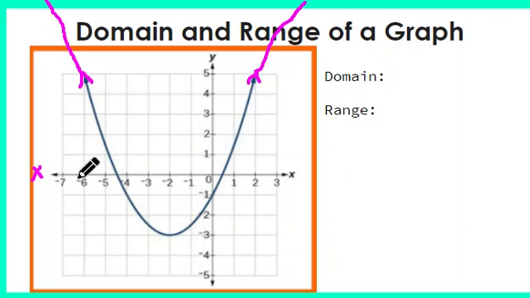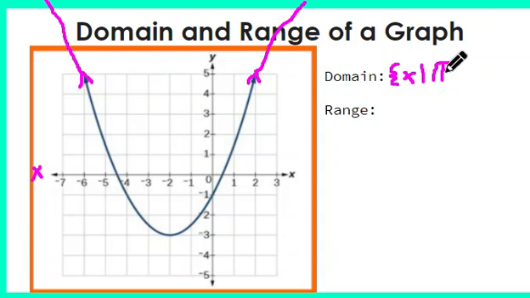So my x value could literally be any number, because if I go over here to like negative 100, it would still show up here on the graph somewhere. Same if I went to like 10, like way over here, I go up, it would hit the graph somewhere, right? So my domain can be any number. So my domain, or my x, could be all real numbers.